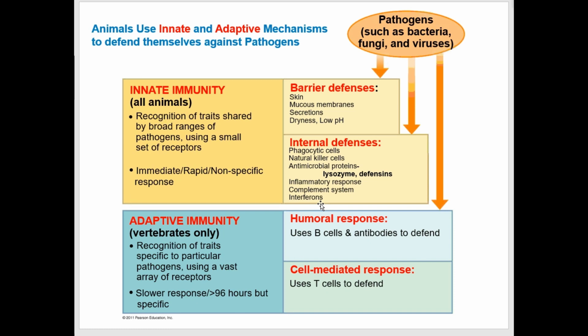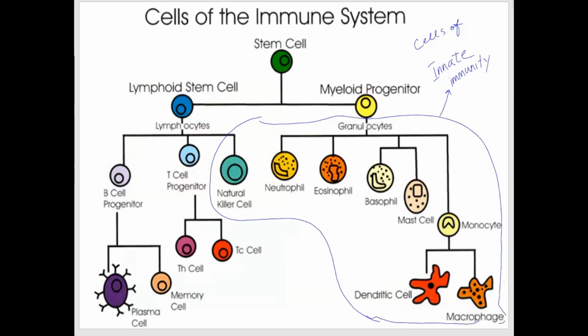The humoral one is going to be using B cells, and there we also see antibodies that are going to be capturing pathogens. And then in the cell-mediated response, T cells are going to be playing a huge role. So this picture summarizes the cells of the immune system. You can see how they are all related and that they all come from stem cells.